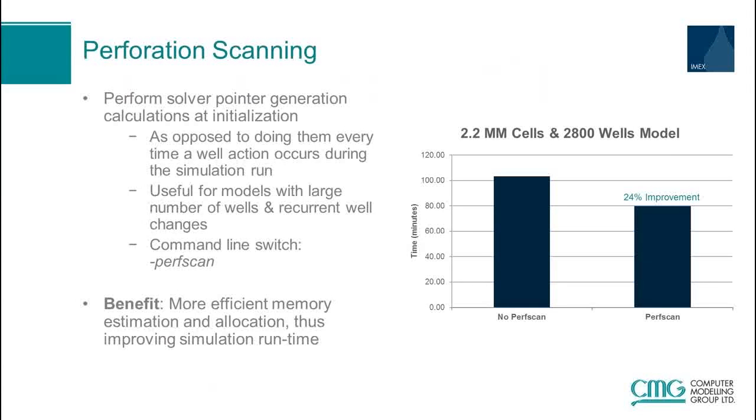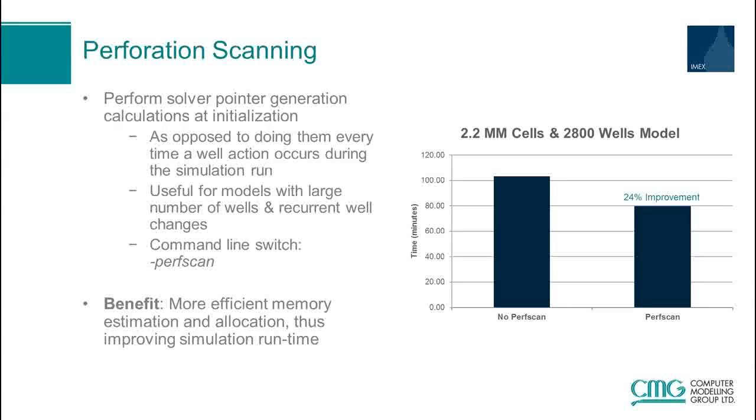Perforation scanning was implemented to help speed up runs which saw considerable changes in the wells and the definitions over the course of data sets. What this in essence does is it looks through the entire wells and recurrence section of your model as it's initializing. It then determines and figures out where all of the well changes or definitions come into play, meaning where you have recompletions, where you have new wells coming online or being defined, and it creates the pointer generation for the solvers at initialization based on all of that.